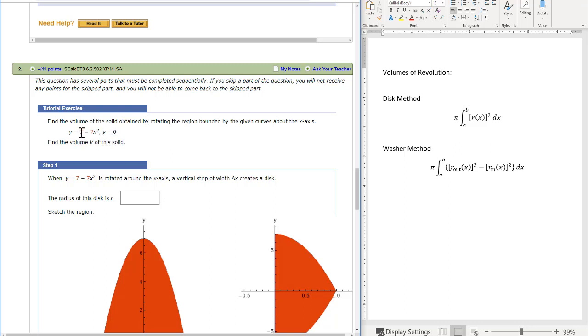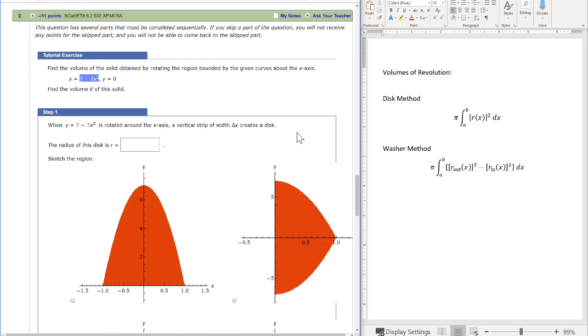So this looks like it's going to be an upside down parabola, and if we set x equal to 0, y is going to equal 7, so that's going to be your y-intercept. And the parabola is going to be centered around x equals 0 and y equals 7. Okay, and that's going to be rotated about the x-axis.